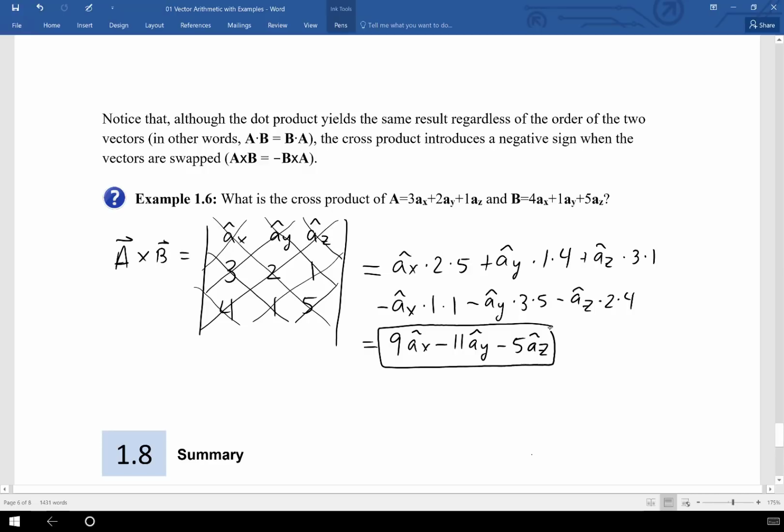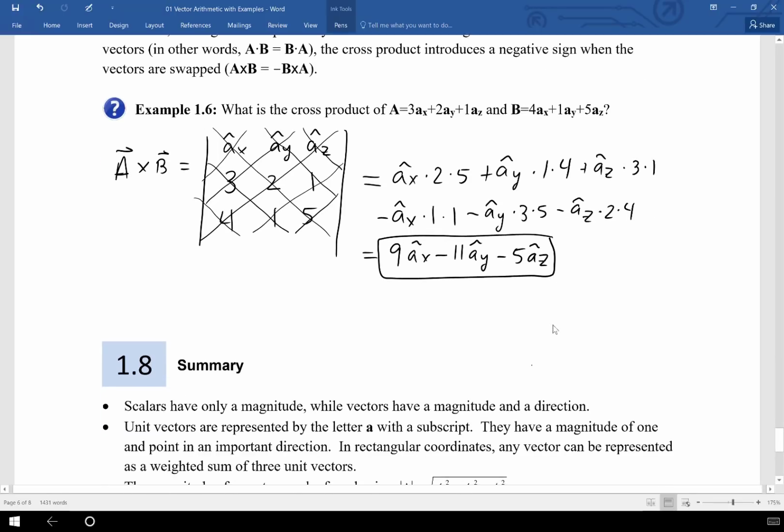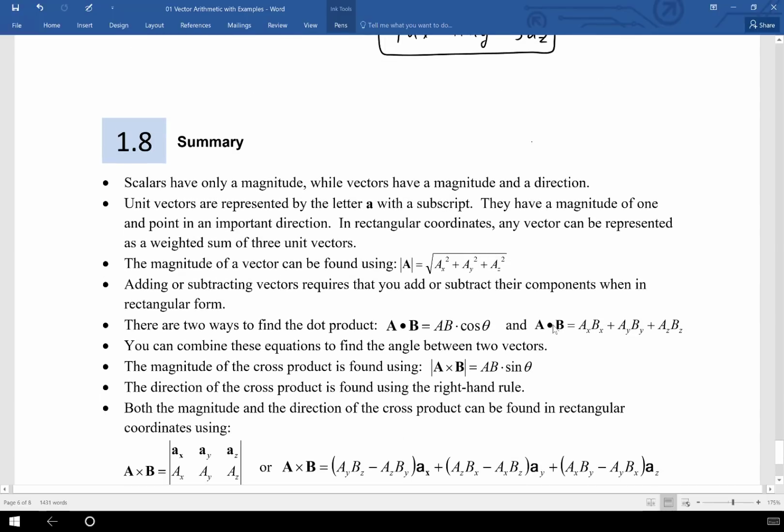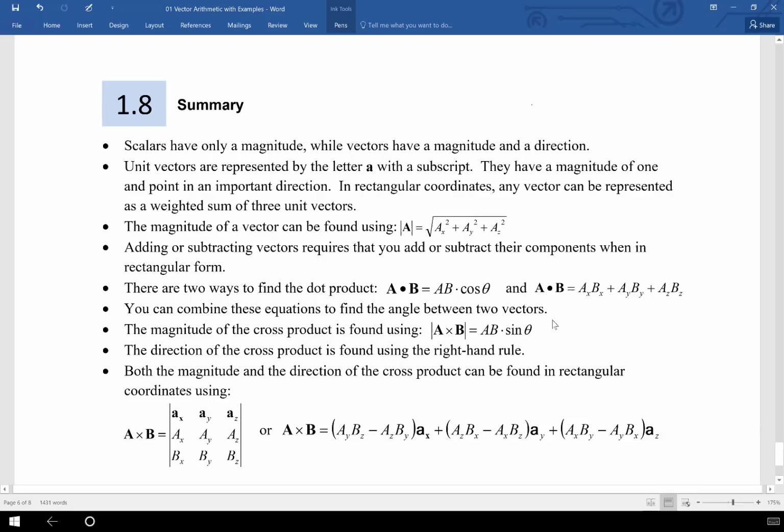Again, a calculation that I could not have done without the ability to use this determinant, and the shortcut version of the determinant calculation made the calculation quite a lot nicer. So that's it for vectors. That's our first video. I just wanted to summarize the things that we've just talked about.